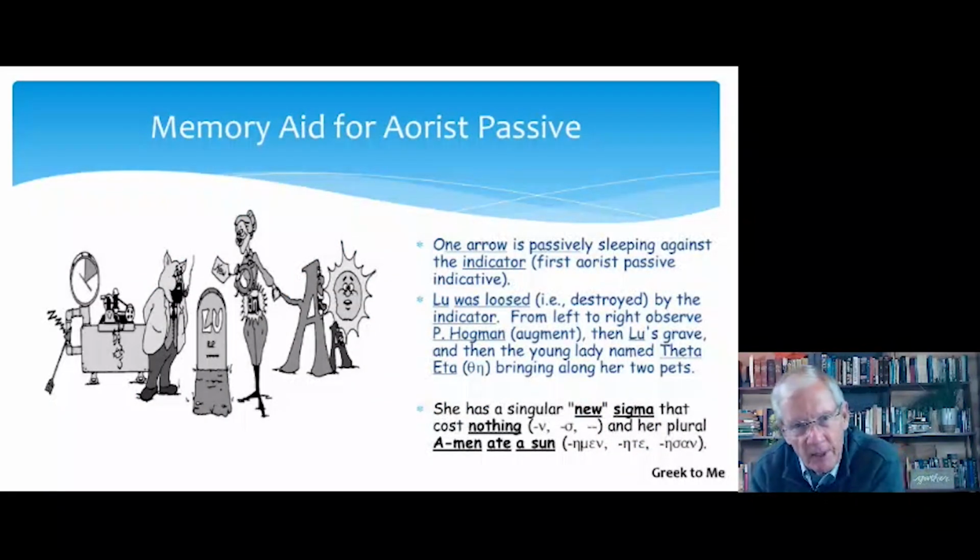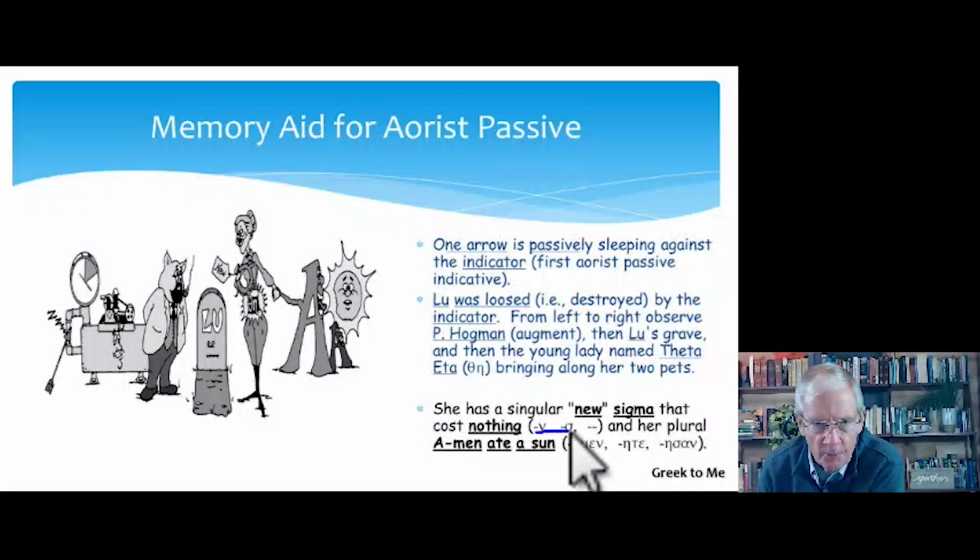All right, here's our memory aid. One arrow is passively sleeping against the indicator for first aorist passive indicative. Lou was loosed. He was destroyed. That's why there's the grave for him. So from left to right, observe the P hogman, then Lou's grave, and then a young lady named Theta Eta. There she is. And she's bringing along her two pets. Now, look in her right hand. She has a new sigma that cost nothing.